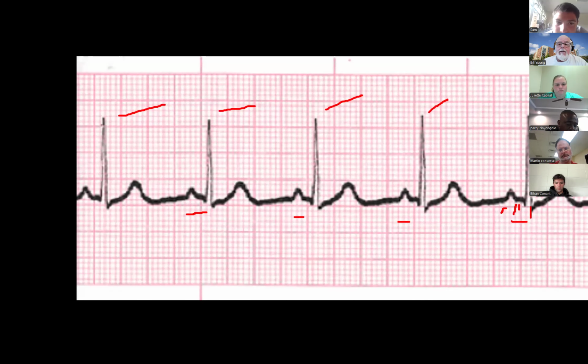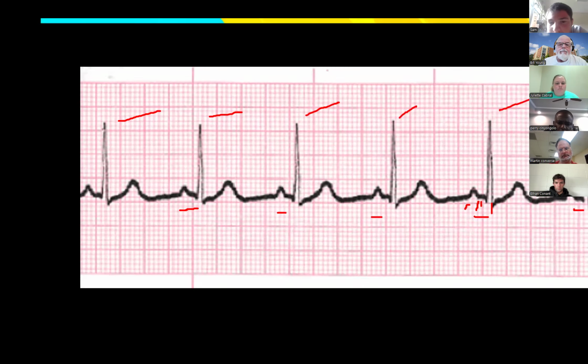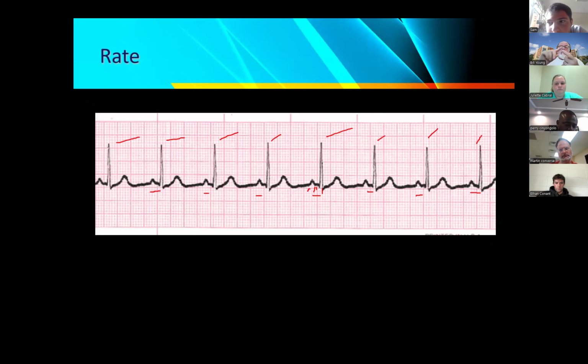QRS. Is that within a normal width? Yes. So, Sam, we got a normal rate, regular rhythm, P waves that look normal. Forgot to ask about this, but we see a P wave for every QRS. We see a QRS for every P wave. The P waves all look the same moving across. We got a normal PR interval, and we've got a normal QRS.